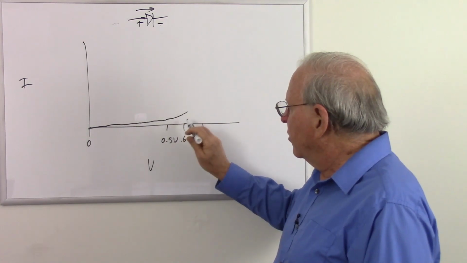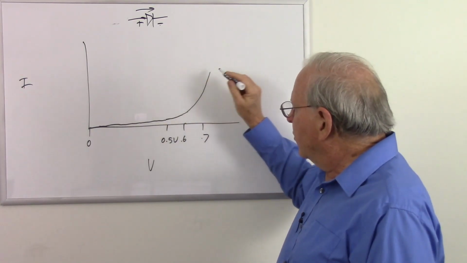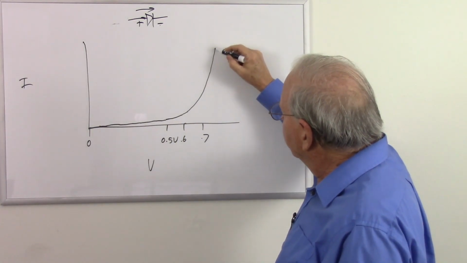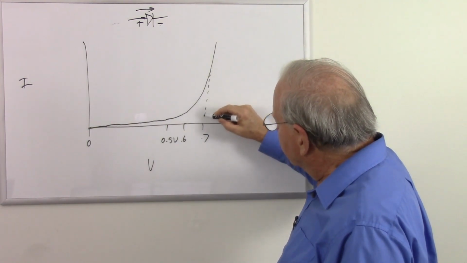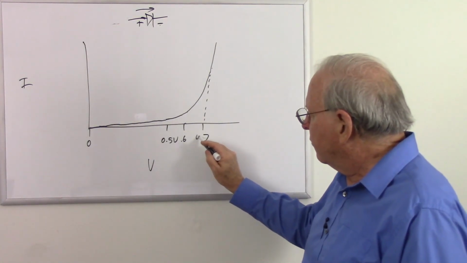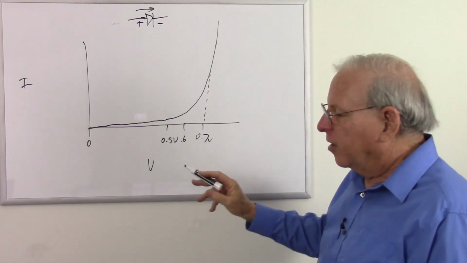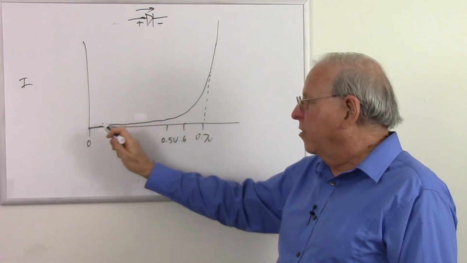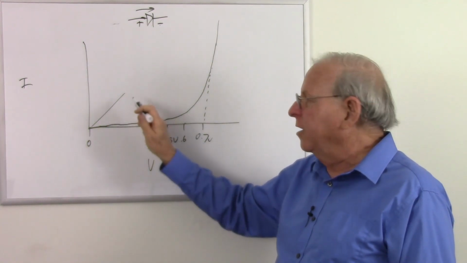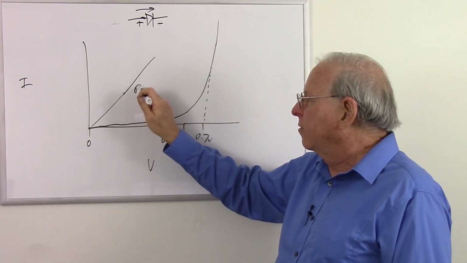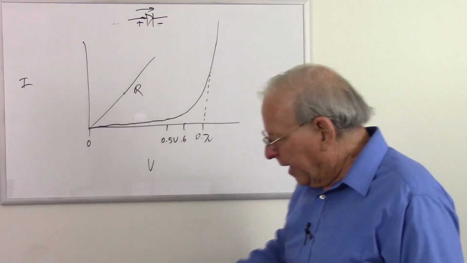We get a little more at 0.6, but by the time we get to 0.7 of a volt, in fact, if you trace this line back, it should go pretty close to 0.7 volts. And so we get a huge cascade of current. So it's not linear like a resistor. A resistor, you double the voltage, you double the current. We get a straight line off of a resistor. A diode does not act that way.